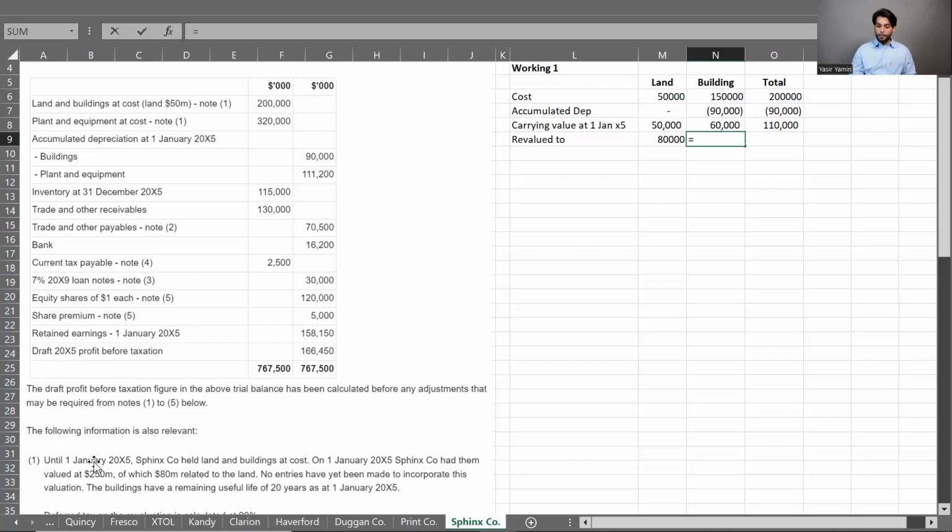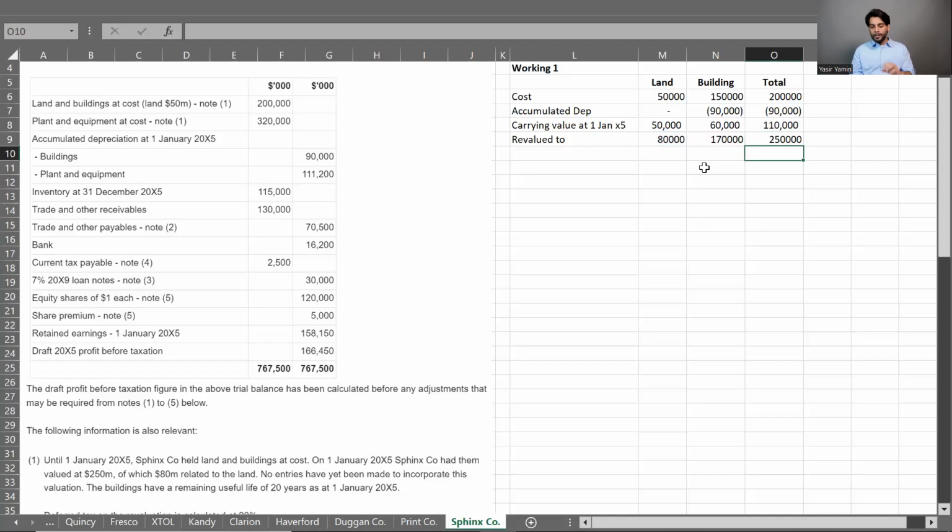And subtracting what was related to land. Minus sign and just select land's value. And here you have it, the building's value would be 170,000. So the total value of land and buildings, the revalued amount, is 250,000.